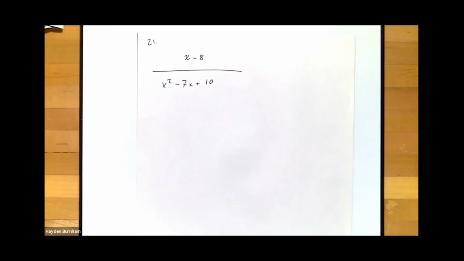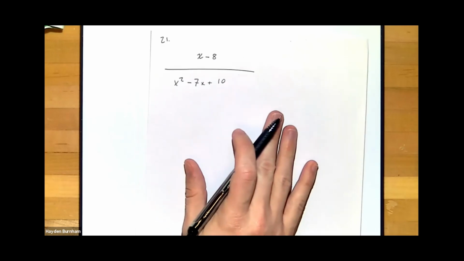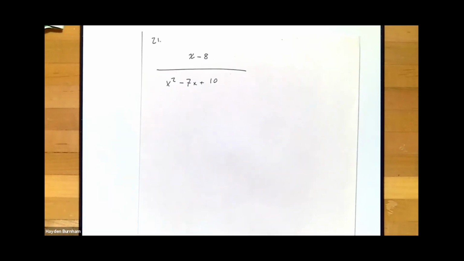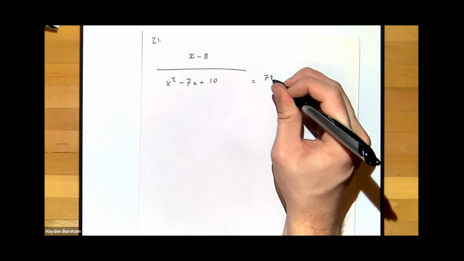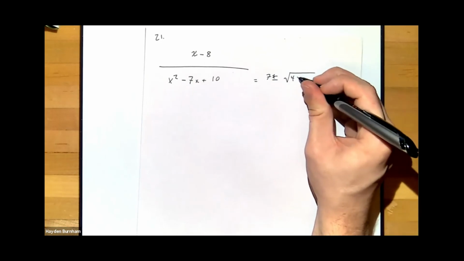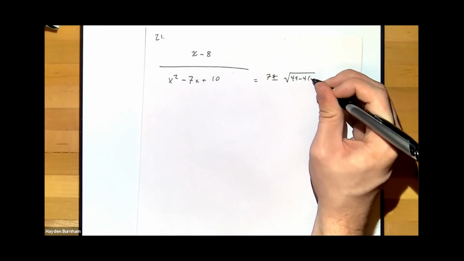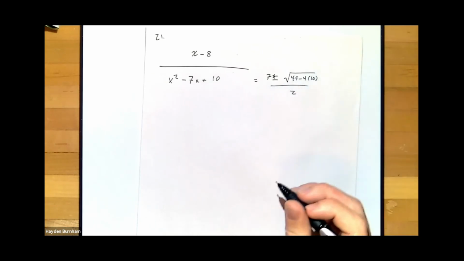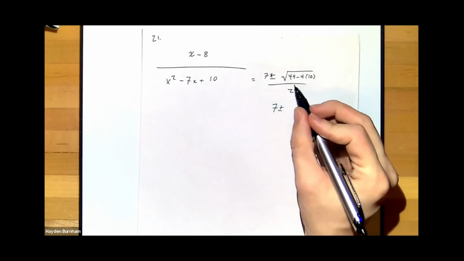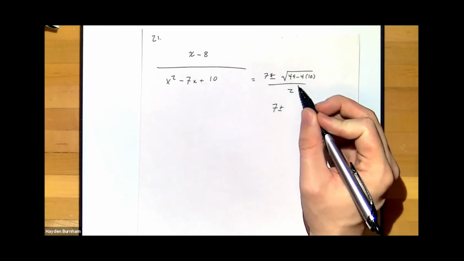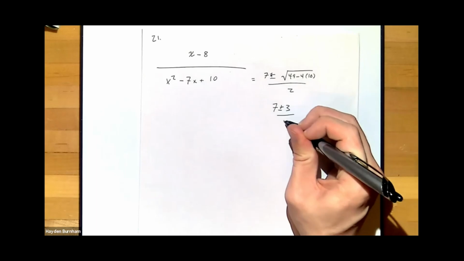All right? So when I look at this, I'm immediately going to look at the denominator, x squared minus 7x plus 10, and say, let me try to factor this first. I don't know the factors off the top of my head, so that's going to be negative b plus or minus the square root of b squared, which is 49, minus 4 times a, which is 1, times c, which is 10, over 2. So that's 7 plus or minus the square root of 49 minus 40, which is 9, so that's 3, over 2.